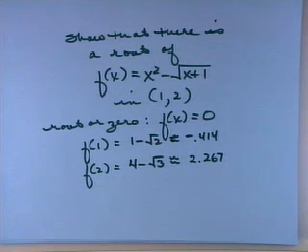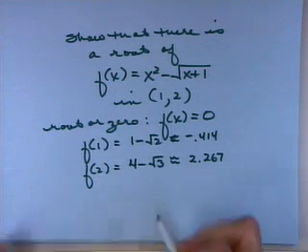Why does there have to be a root of this function somewhere between 1 and 2? Because it passes through 0. f of 1 is less than 0. f of 2 is larger than 0. And what's the other piece of ammunition that we need? It's got to be continuous, right?